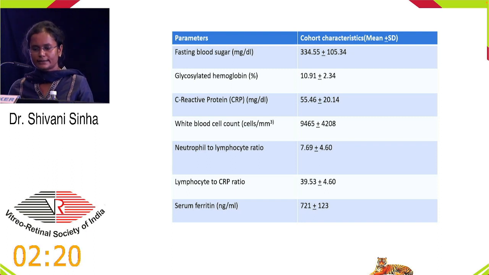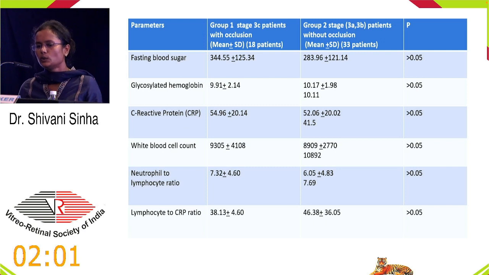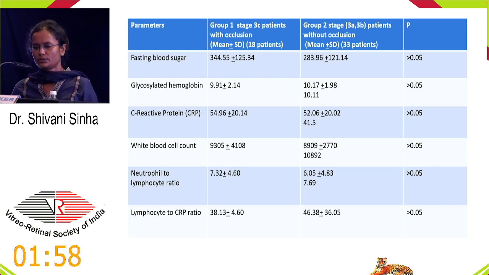So these are the cohort characteristics, and we see the fasting blood sugars were elevated in all these patients with an unregulated glycemic control. The CRP was elevated, and the NLR ratio was elevated in this subset of patients. Serum ferritin was also higher in these subgroups. So we decided to compare the group with vascular occlusion, that is stage 3C, and the group of stage 3 patients who had no vascular occlusion, that is stage 3A and 3B. So none of the parameters differed significantly between both the groups. Like the CRP was not significantly different between the patients with occlusions and without occlusions.